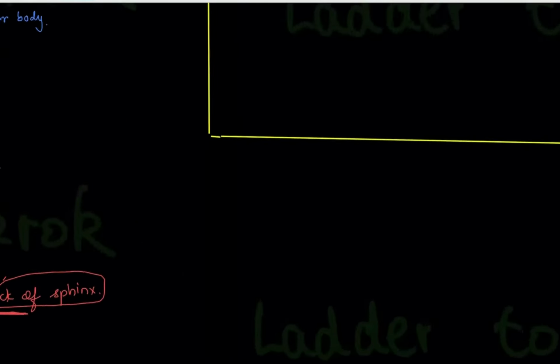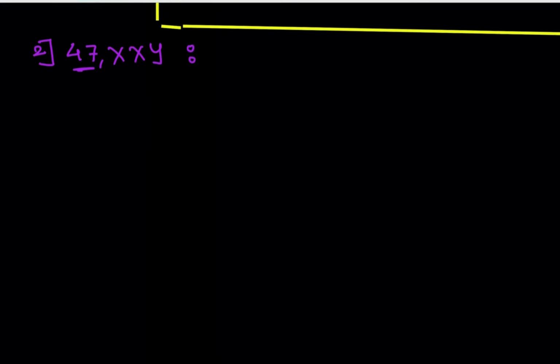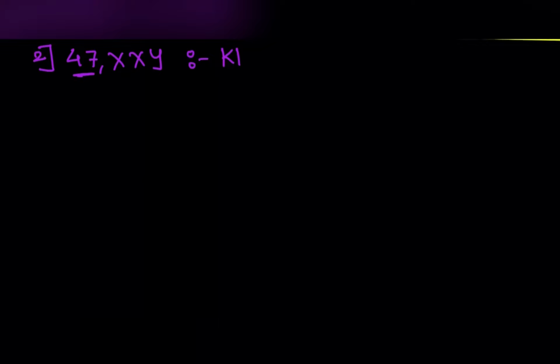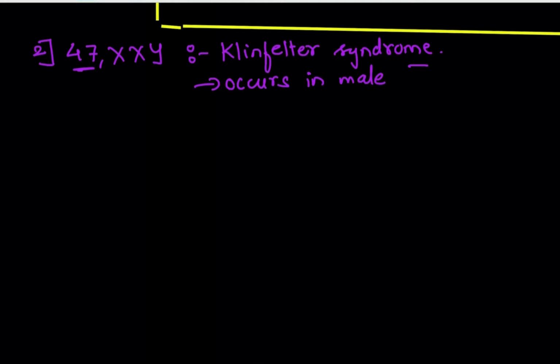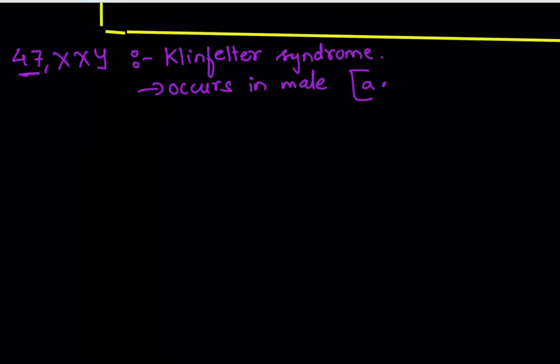Okay. Let's look at another abnormality. The second abnormality is 47XXY. So 47, I hope you understood, that is 44 plus 1, 2 and 3, right? The name of this abnormality is Klinefelter syndrome. It occurs in males. And in the question they will give you a male with one Barr body seen. You can see in that 47XXY, there is one Barr body present.